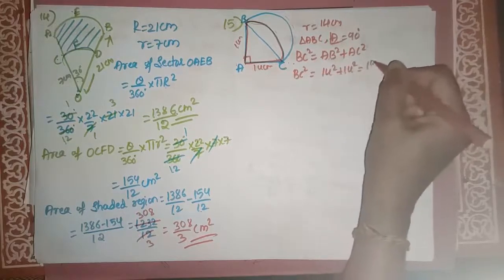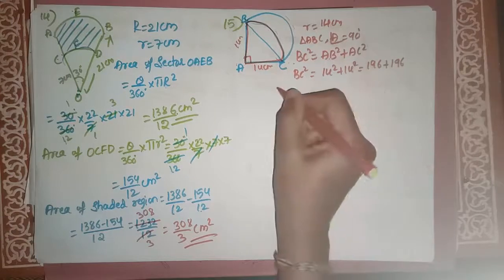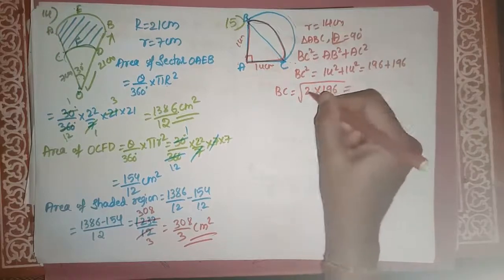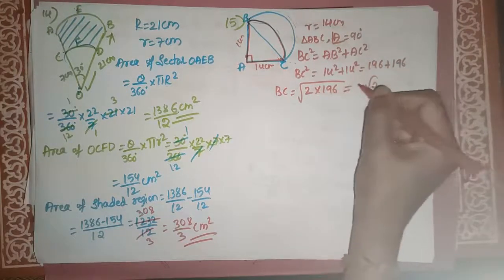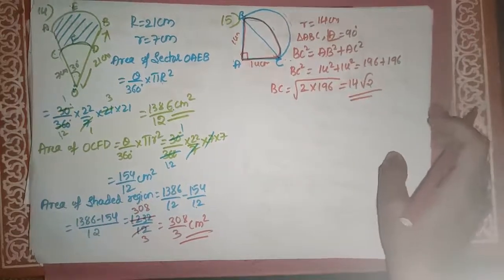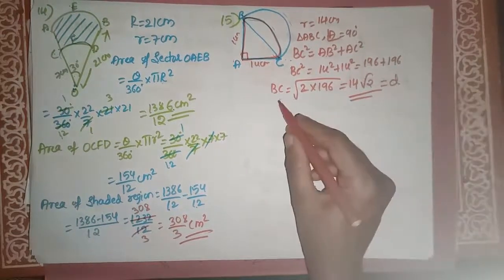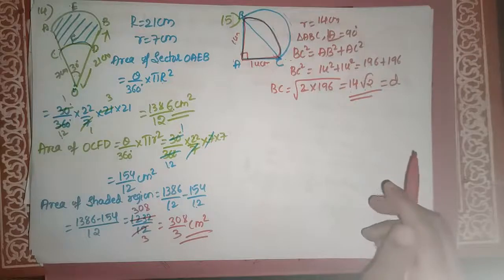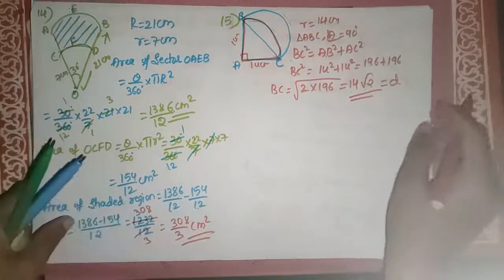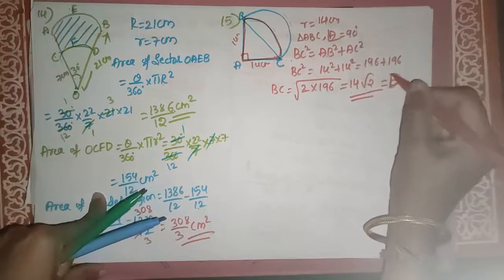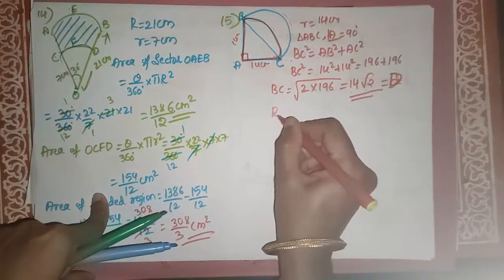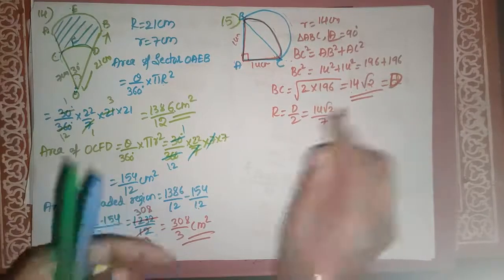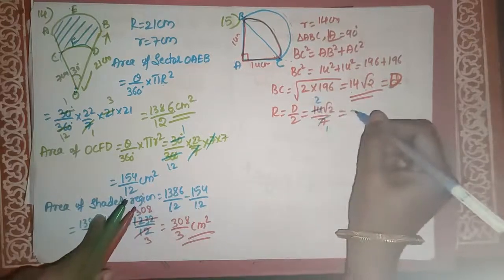14 square is 196 plus 196, so BC square is 2 times 196. I remove the square, this is square root, so write down 2 inside and the root of 196 is 14. So BC, this is the diameter, is how much? 14 root 2. This is the diameter of the other semicircle. If the diameter is this much, then I take this as capital D, diameter, and the radius is capital R equals D by 2, which is 14 root 2 divided by 2. So we have 7 root 2.